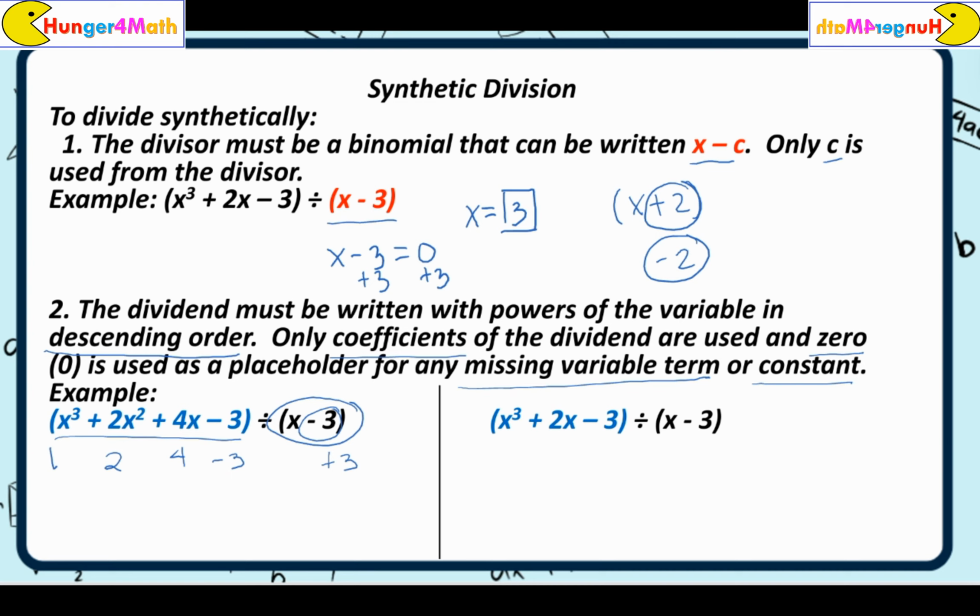On the other hand, we have here x cubed plus 2x minus 3. The x squared term is missing, so we're going to replace it with 0. That would turn into 1 for the x cubed, 0 for the missing x squared, then followed by 2 and minus 3, and our divisor will be the inverse of minus 3, which is positive 3. Now let's apply that.